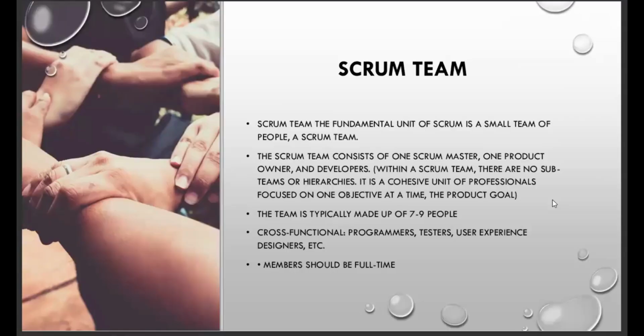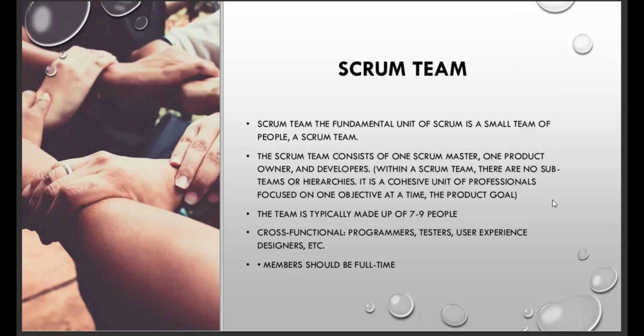Now, we move straight to a Scrum team, just to give you an overview of what a Scrum team looks like. The fundamental unit of Scrum is a small team of people, called a Scrum team. The Scrum team consists of 1 Scrum Master, 1 product owner, and developers. Within a Scrum team, there are no sub-teams or hierarchies. It is a cohesive unit of professionals focused on one objective at a time. This simply explains the fact that within a Scrum team, there are no sub-Scrum teams.